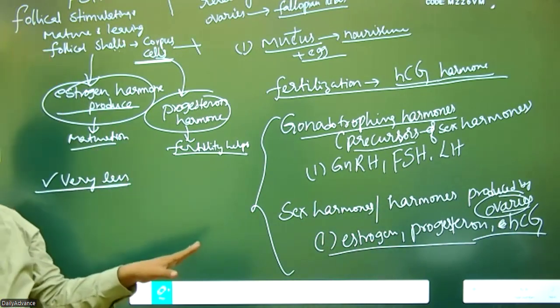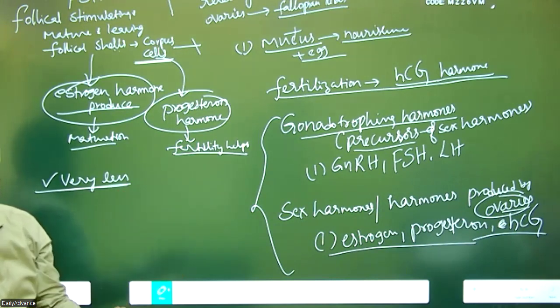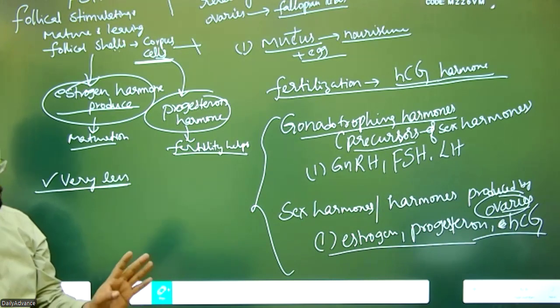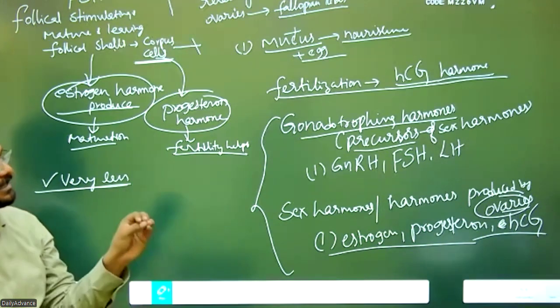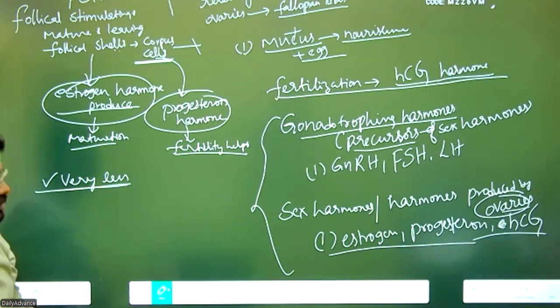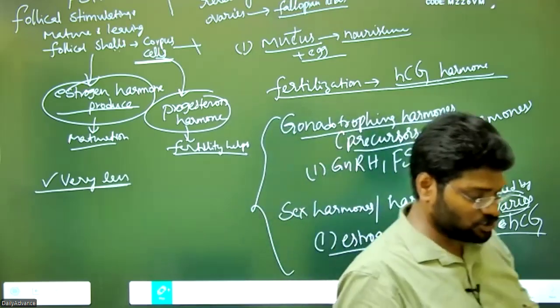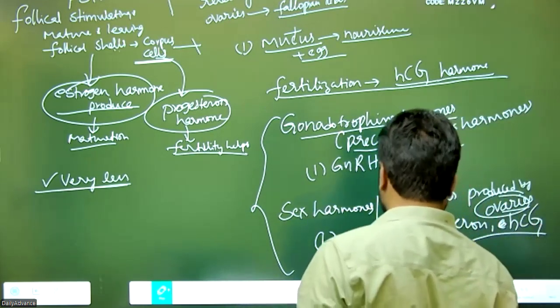So very simple steps: identifying the various parts and explaining the function of each part is cytogenetics. What are all the hormones related to the reproductive organ? That explanation is nothing but serogenetics. Understand? There is one more process associated with the female, that is oogenesis. This also you have to integrate.